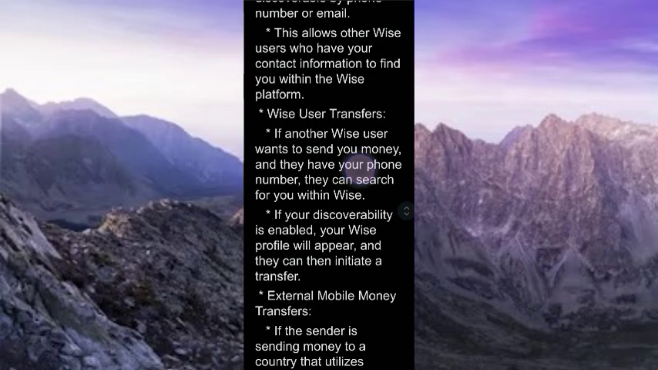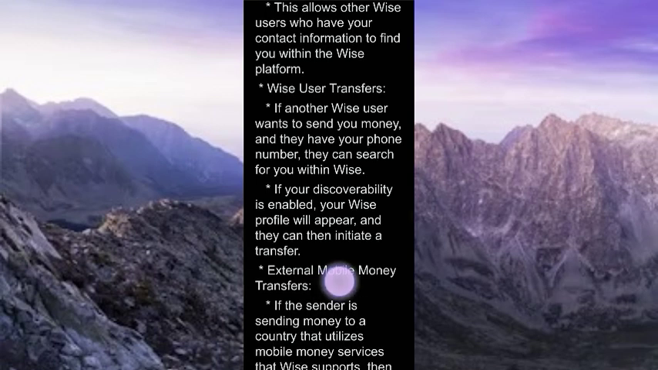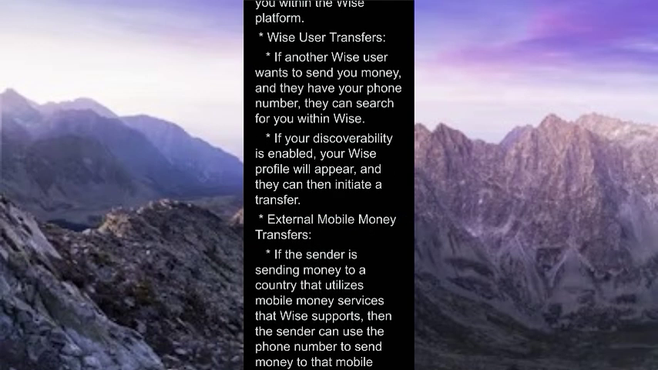Wise user transfers. If another Wise user wants to send you money and they have your phone number, they can search for you within Wise. If your discoverability is enabled, your Wise profile will appear and they can then initiate a transfer.